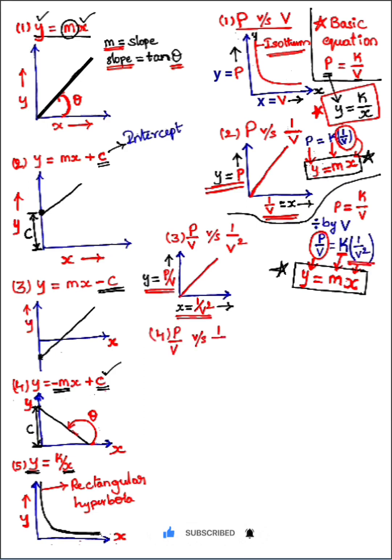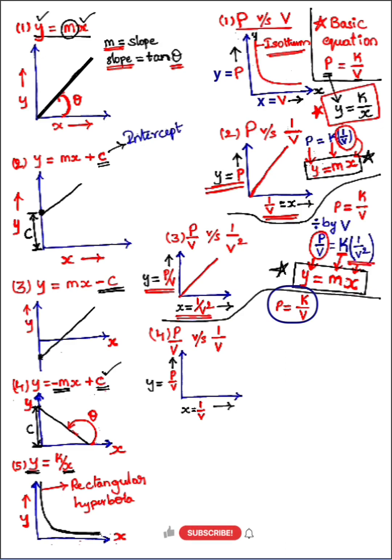Now see the fourth one, that is p by v versus 1 by v. And you know that our basic equation is p is equals to k by v. Along the y-axis, I am plotting p by v. Along the x-axis, I am plotting 1 by v. Now, I will be dividing throughout this equation with v. Then I will get p by v is equals to k into 1 by v whole square.